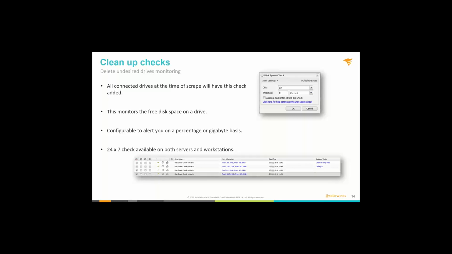But say you've got a USB or a hard drive or something like that plugged into your machine. That's going to create another drive letter on the device, and the RMM is going to start monitoring that drive letter. So it could be the H drive, the I drive, something like that. And once you take out that hard drive or the USB, that check is still going to be in place. So you don't really need it, and you want to get rid of that check. I'll just show you how you can get rid of it now.